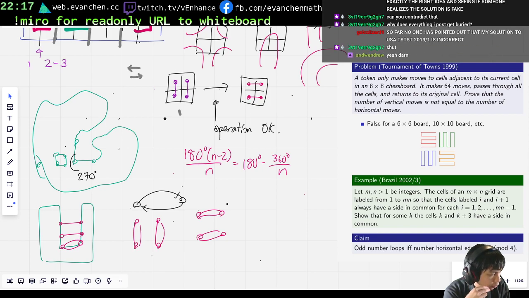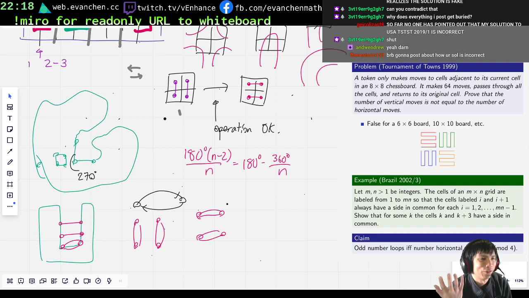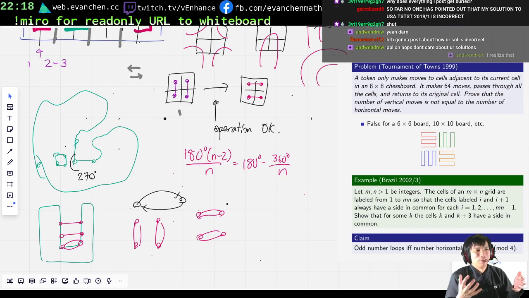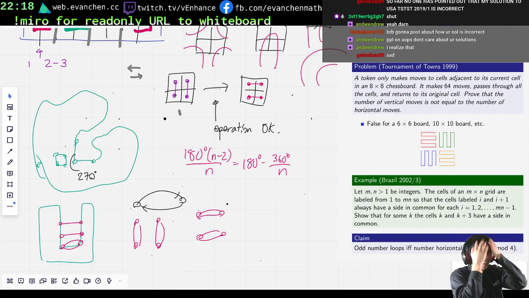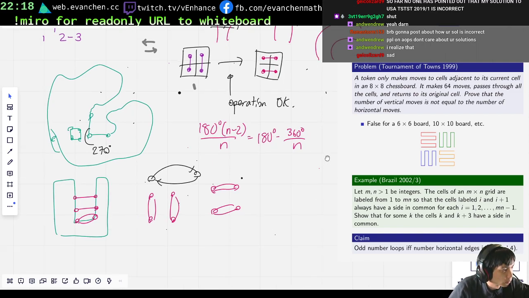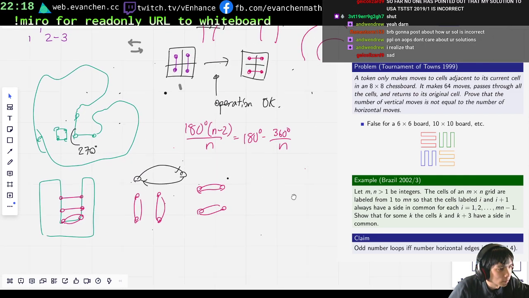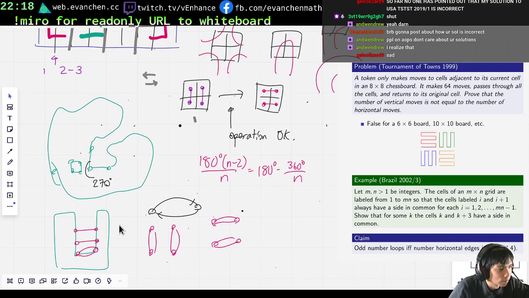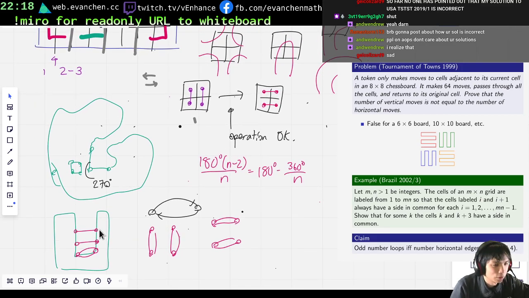Number of sides must be 0, mod 4. I mean, we all know it's mod 4. Like, everyone, we all agree it's mod 4. But anyways. There's a U-turn. I can delete the U-turn and then move that edge one up.